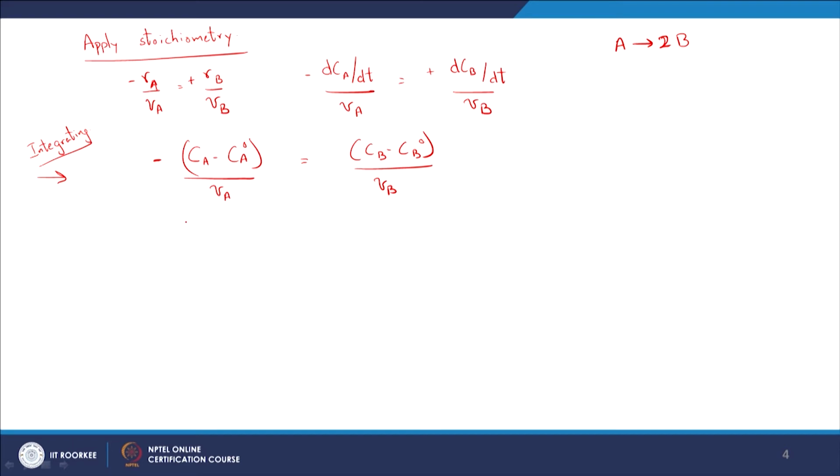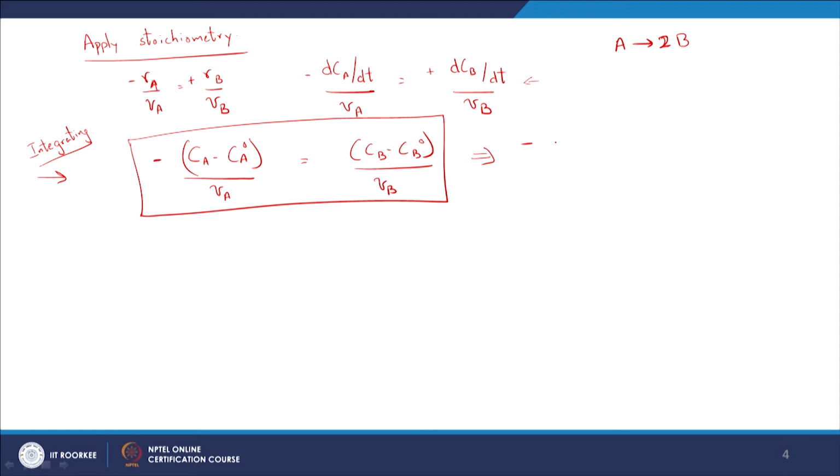So let us plug in the relevant values. This is an equation you are going to use throughout the class, so I think it is worth remembering where we have that from. More or less minus Ra by nu A equals Rb by nu B, and that is the rate, where Ra is dCA by dt and Rb is dCb by dt. Integrating this equation and then plugging in the relevant values, we end up with these particular sets of values, with this set of equations.